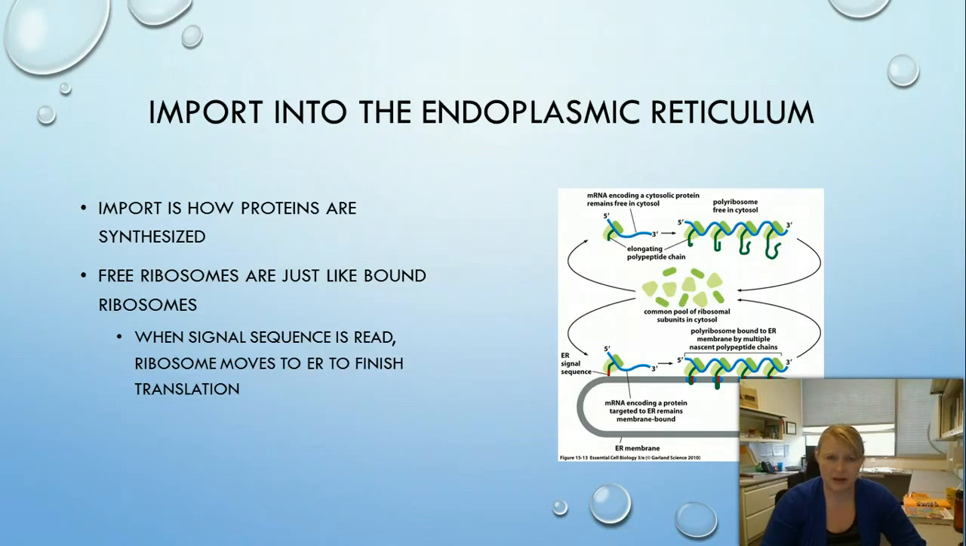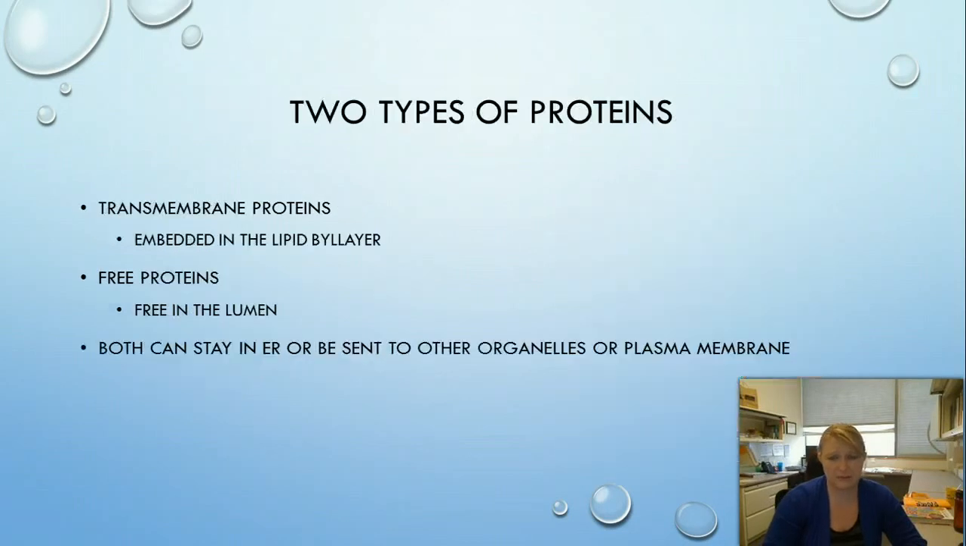So those are the three main types of import with organelles that we're going to talk about, and then we're going to do vesicles in the next topic. So make sure you understand those three examples.